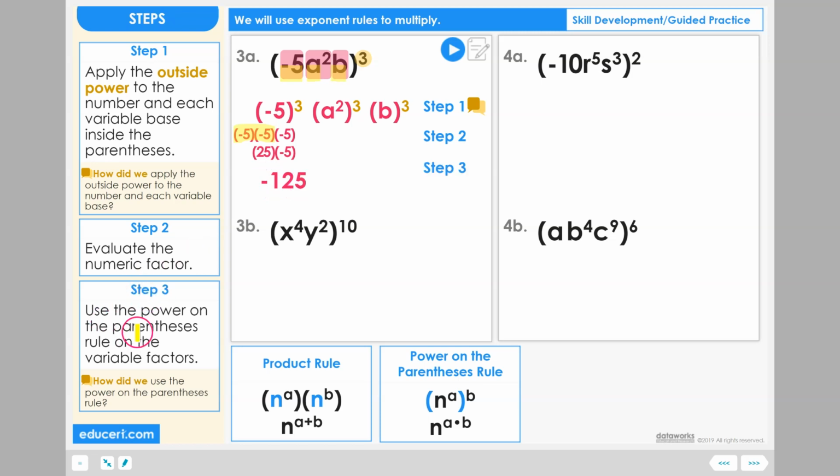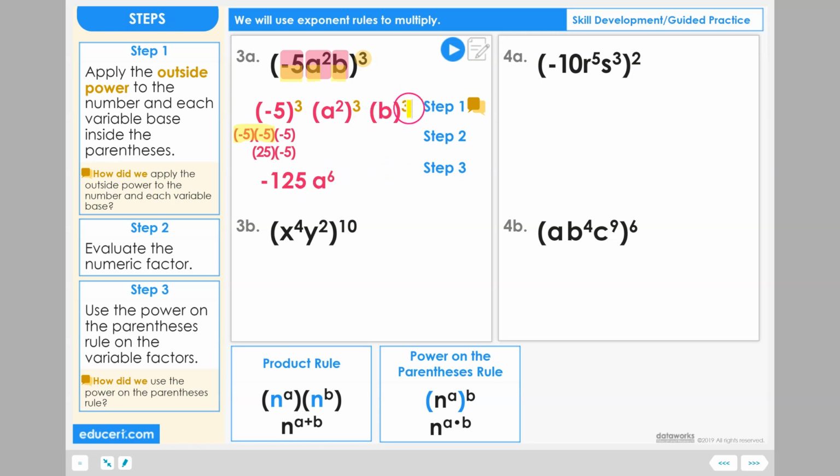Step 3. Use the power on the parentheses rule on the variable factors. A to the second all to the third power. Power on the parentheses rule says that when we have a power on the parentheses, then we can multiply the two numbers. A to the 2 times 3 is a to the sixth power.